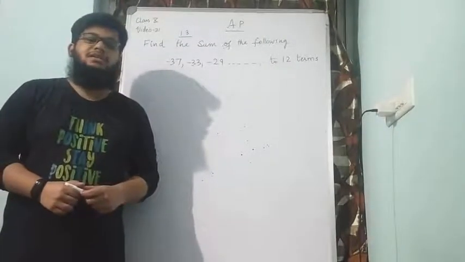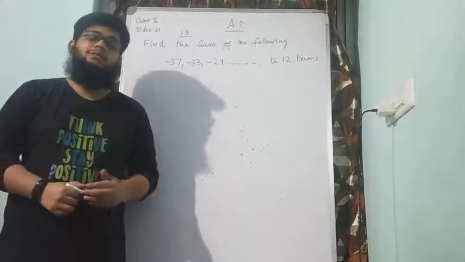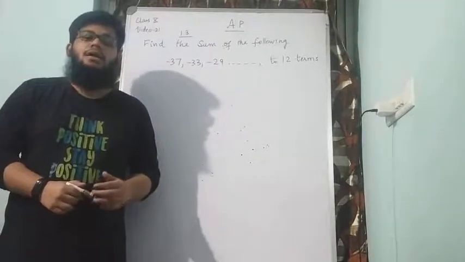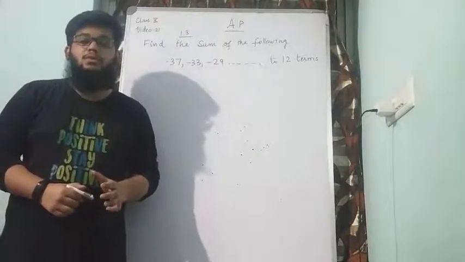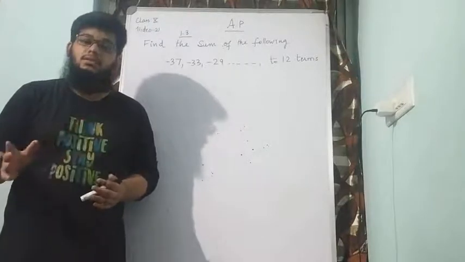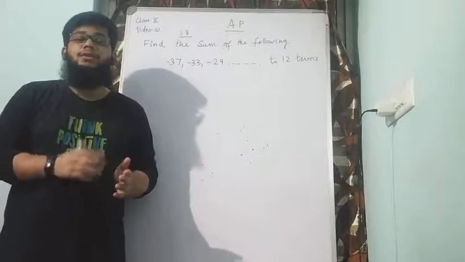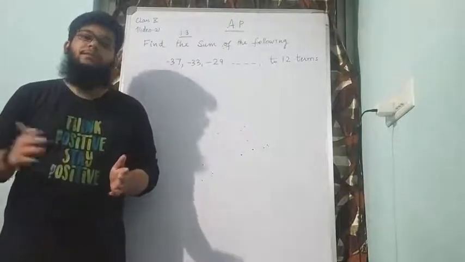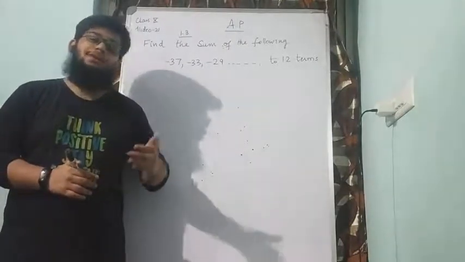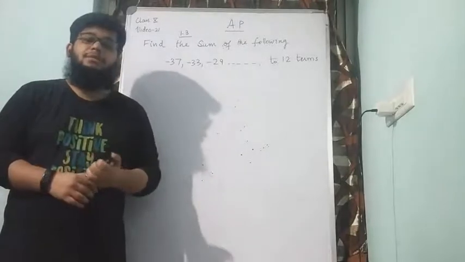In the last class we had started a new topic called sum of first n terms of an AP, and we would make use of this formula so that we can find the sum of any number of terms in the given AP. That means if I have to add 10 terms of the given AP, what will be the answer? Or if I have to add 20 terms in a given AP, what should be the answer?